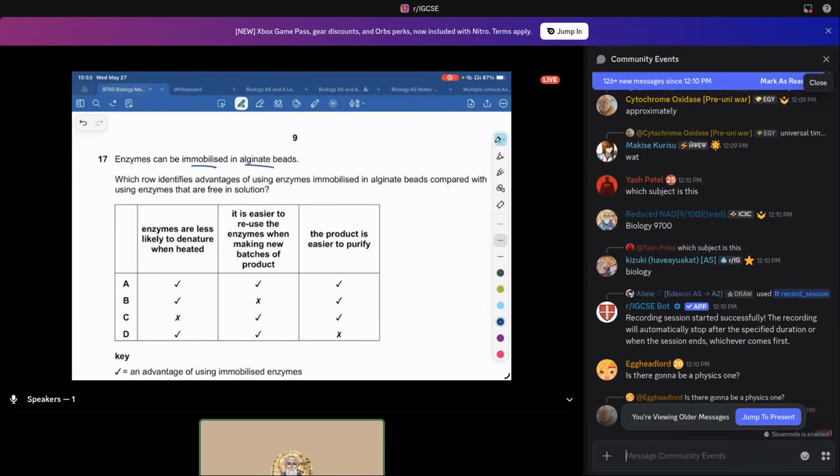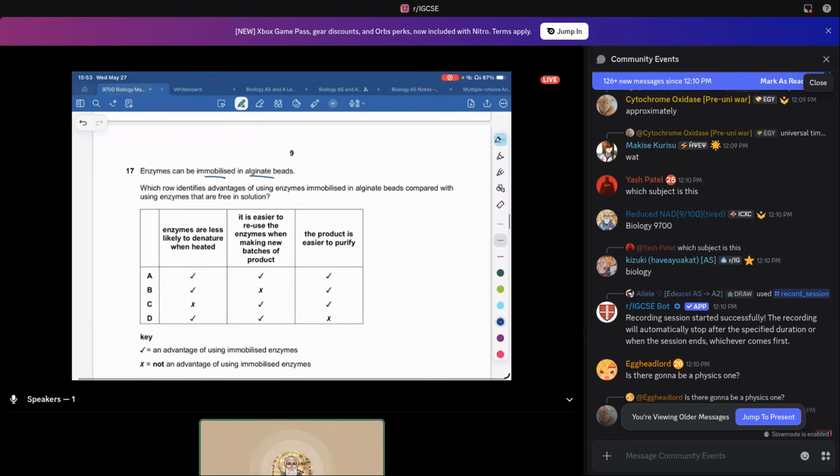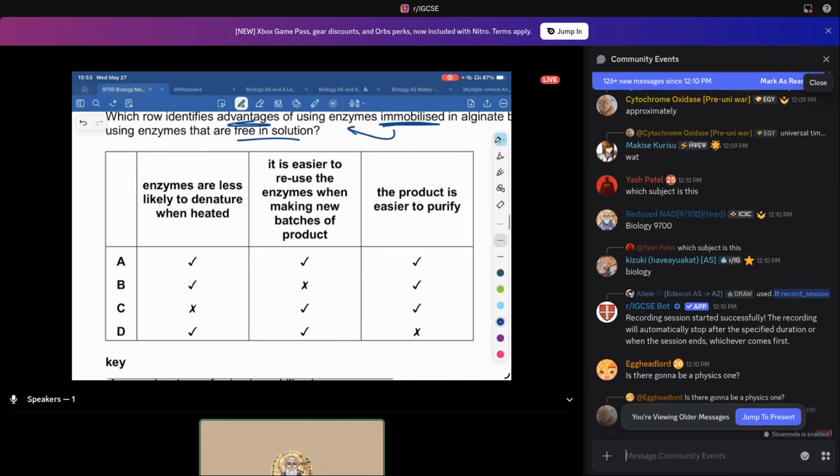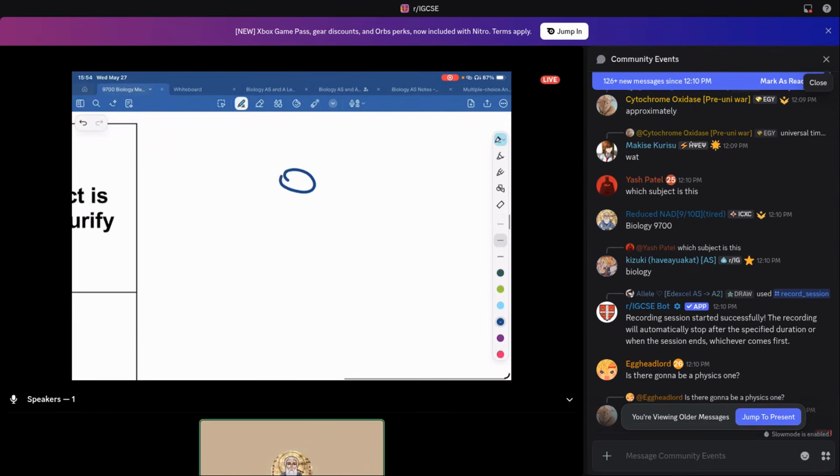Moving on. Enzymes can be immobilized in alginate beads. Our A2 friends or our composite friends can help tell us how this is done in specifics. I hope you guys have studied it, the A2 and the composite people. Anyway, what are the advantages of immobilizing enzymes over free enzymes? Common question. Less likely to denature when heated, correct. Why? Because the immobilization stabilizes the structure of enzymes. It is kind of like chaining.